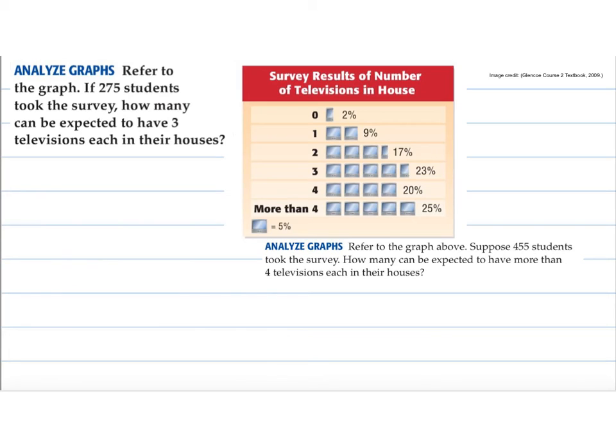All right, a little analyzing a graph, because it's important to be able to read information and go from there. Refer to the graph. So if 275 students took a survey, how many can be expected to have 3 televisions in their home? So we have to look at, one full television is 5%. So this is the survey results. If 275 people did this. And there's another question over there. So let's see.